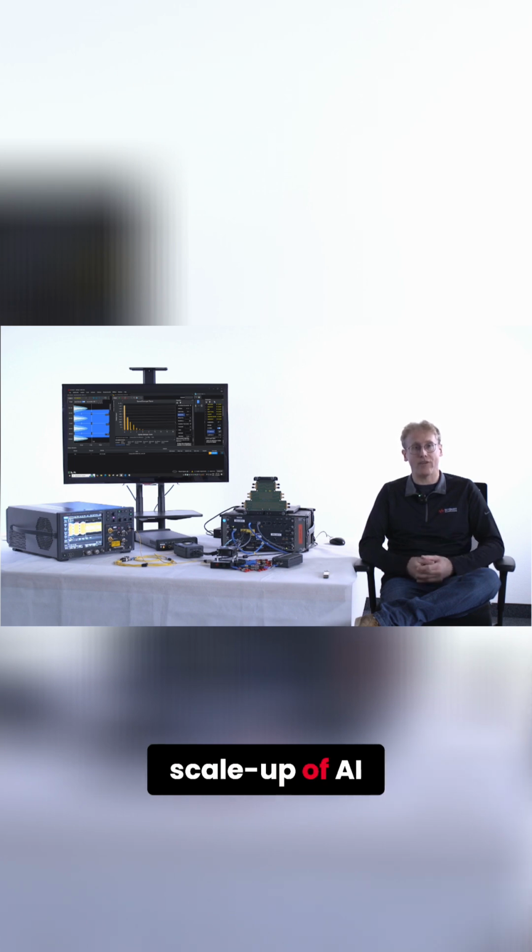So in short, with LPO, the industry has an energy-efficient interconnect technology that can support the rapid scale-up of AI clusters.